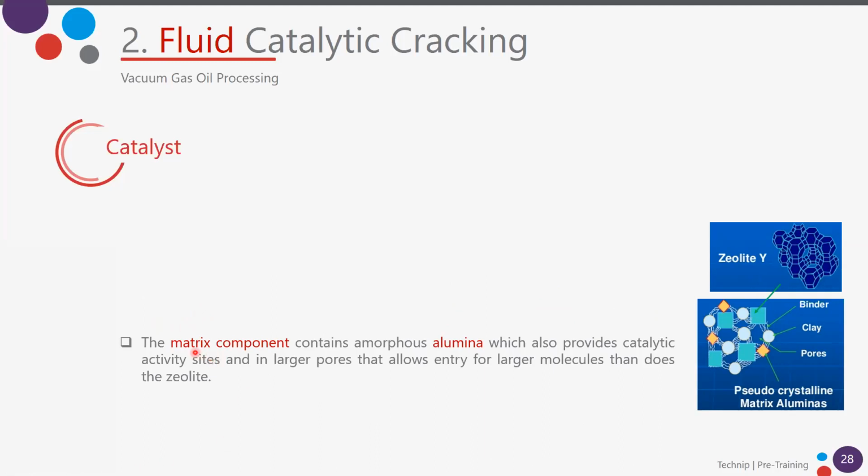Then we have the matrix component that contains alumina, amorphous alumina, which also provides catalytic activity sites and has larger pores that allow entry for larger molecules than those of the zeolite. So the zeolite has smaller pores than the matrix, okay? The matrix alumina is represented here by this yellow, okay? So we have the matrix component, it is mainly alumina, also provides catalytic activity sites, and it has larger pores than the zeolite.